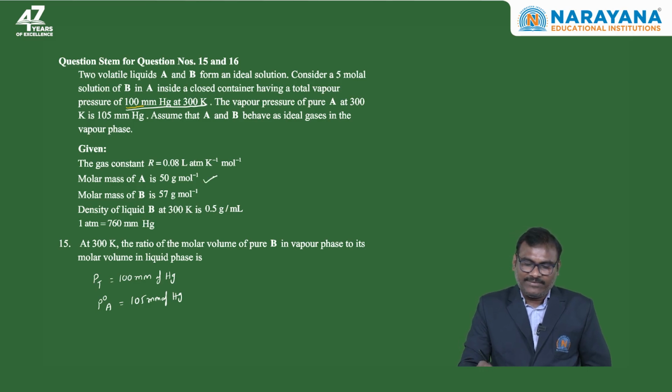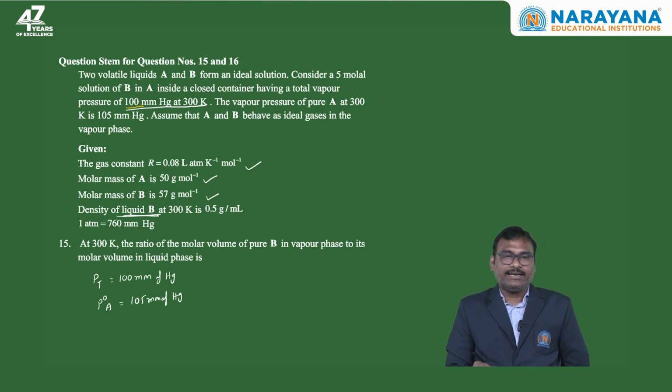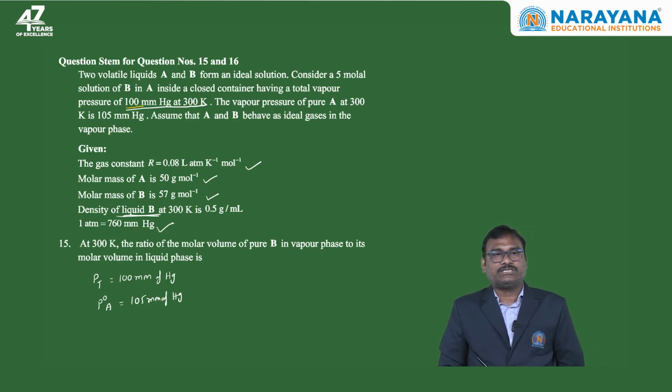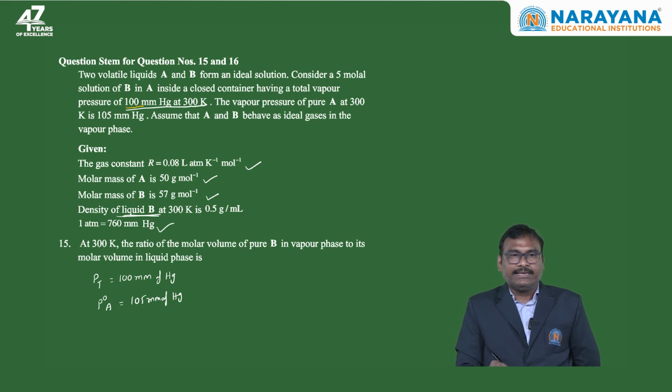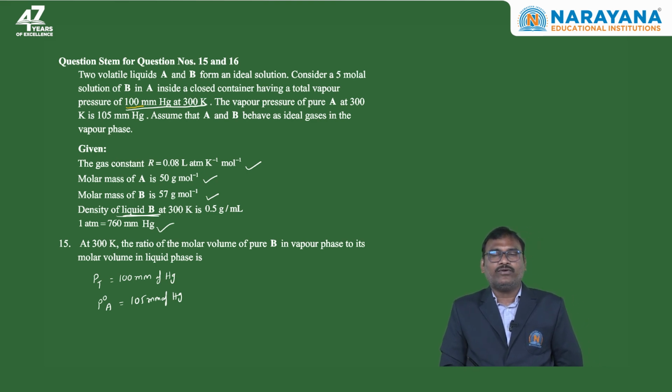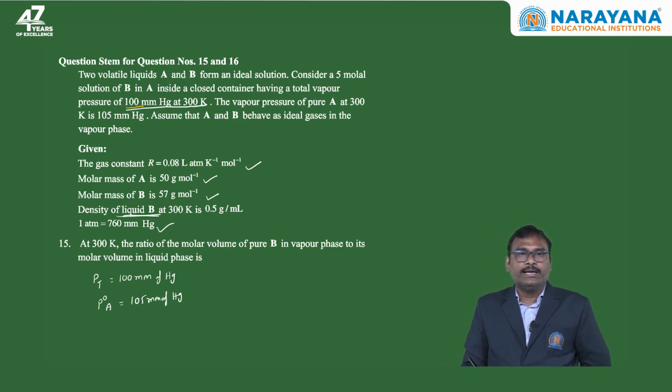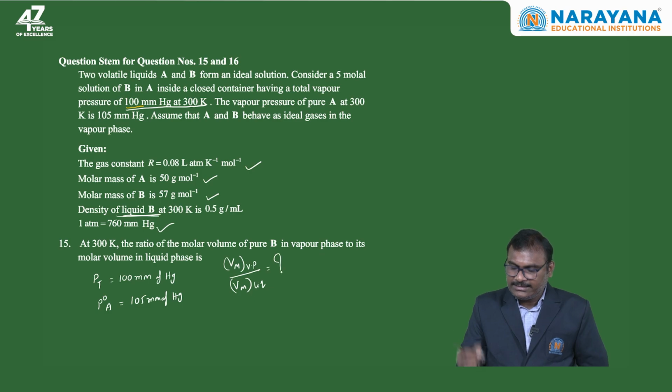Remaining: molar mass of A given, molar mass of B given, R value was given, density of the liquid B at 300 kelvins given, and the unit conversion for 1 atmosphere also given. At 300 Kelvin, the ratio of molar volume of pure B in vapor phase to its molar volume in liquid phase, molar volume of B in vapor phase to molar volume of B in liquid phase, is how much?